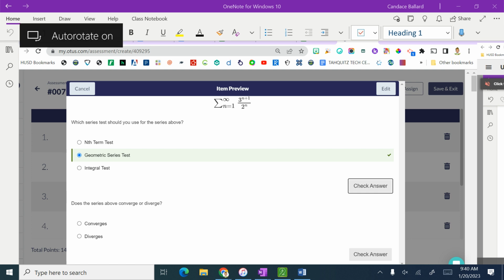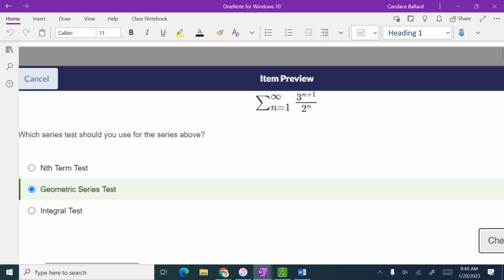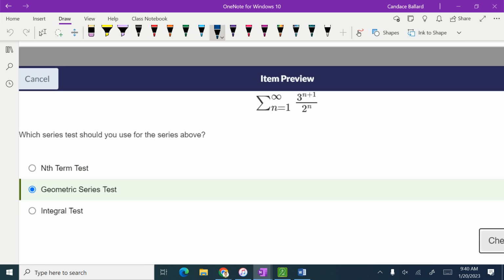So anytime I see, even if there's extra stuff with it, anytime I see an n and an exponent, I'm going to use geometric series, right? So n in exponent, use geometric series test, okay?